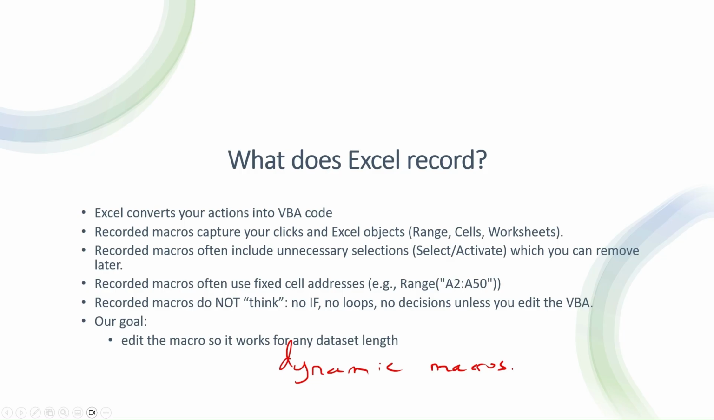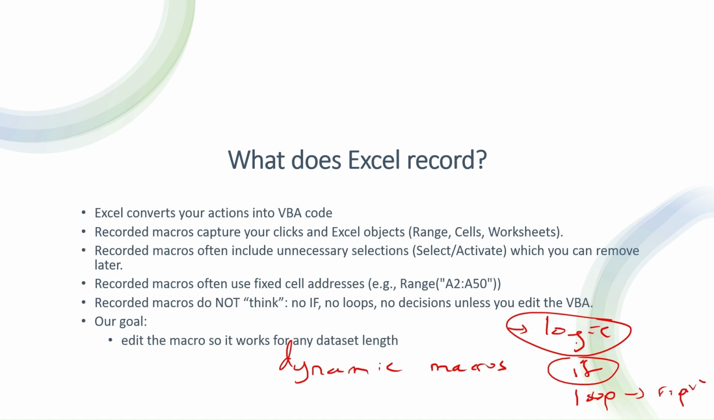We want a dynamic macro which works for any number of rows, any number of columns, things like that. For that purpose, you will need to add different logic, like the if and the loop. If is the logic, and loop is a repetition. So you need to add the logic using if, and you will need to add repetition using loop. That's what you have to do.